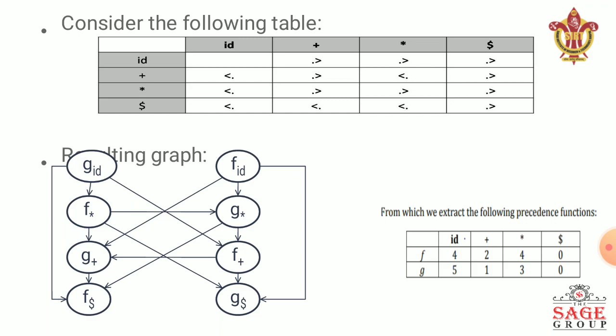Now for parsing purposes we use these precedence functions in place of the precedence relation table. So the precedence table can be replaced by this one. We have seen that the size of this table is 4 cross 4, which is 16, and this one is 4 cross 2, which means 8. So by using this method we can reduce the size of our precedence relation table.